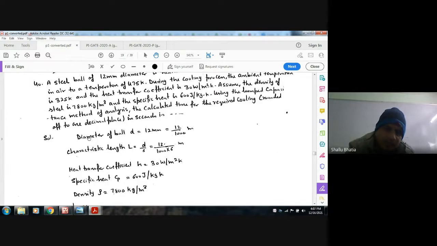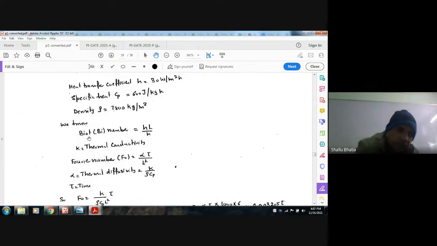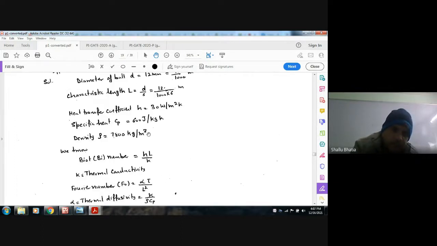Now to apply the lumped parameter method, we have to check the Biot number. If the Biot number is less than 0.1, then we can apply the lumped parameter method. So here the Biot number is h L by k. H is 30 and L is 12 into 12 by 1000 by 6.